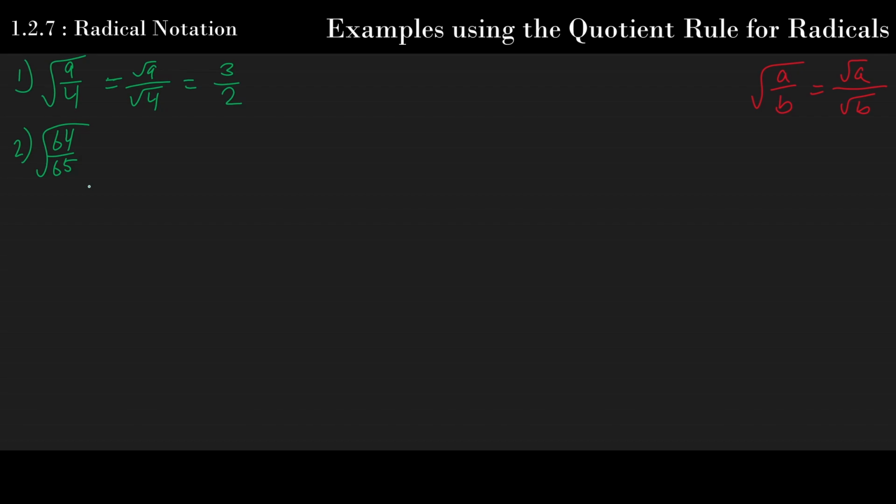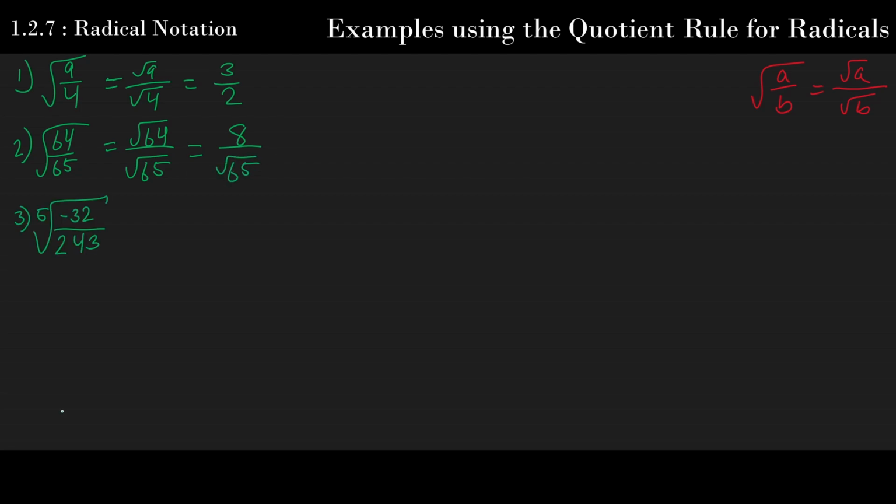Number 2. The square root of 64 divided by 65. Here we have a perfect square in the numerator, but not the denominator. Let's use our rule first. We get the square root of 64 divided by the square root of 65. We know the square root of 64, but not 65. So the final answer is 8 divided by the square root of 65.